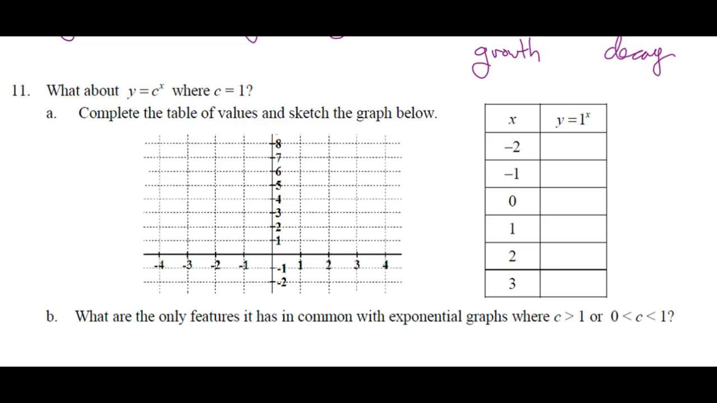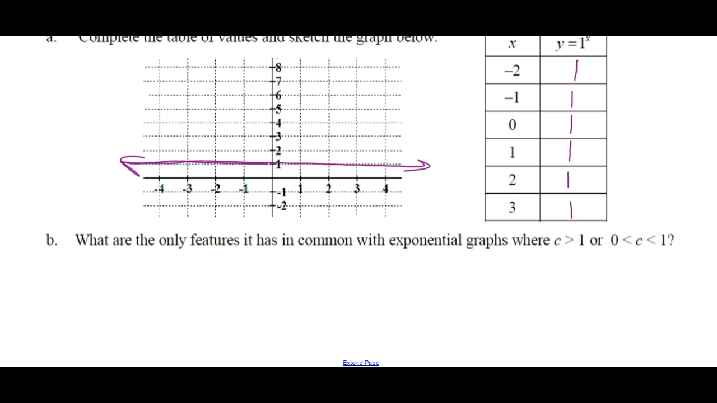What about when c is 1? What's 1 to the negative 2? 1. What's the graph going to look like? Straight line. Flat line. What are the only features it has in common with the other graphs? It's got a y-intercept of 1. Right? It has a y-intercept of 1. Also, the domain is the reals, right? So the domain is x belongs to the reals, and the y-intercept is 1.